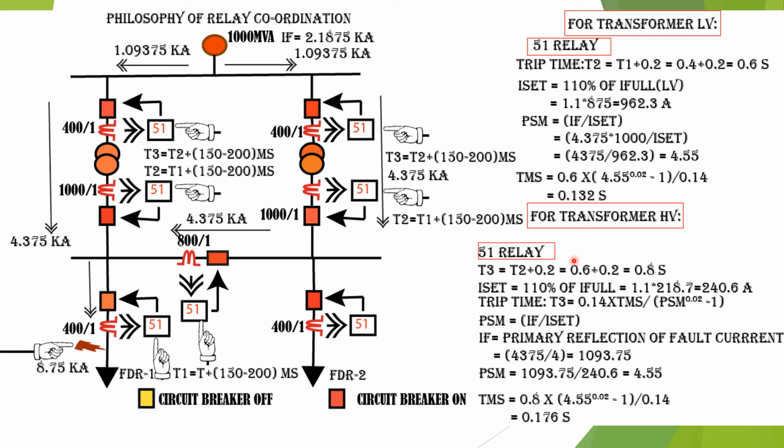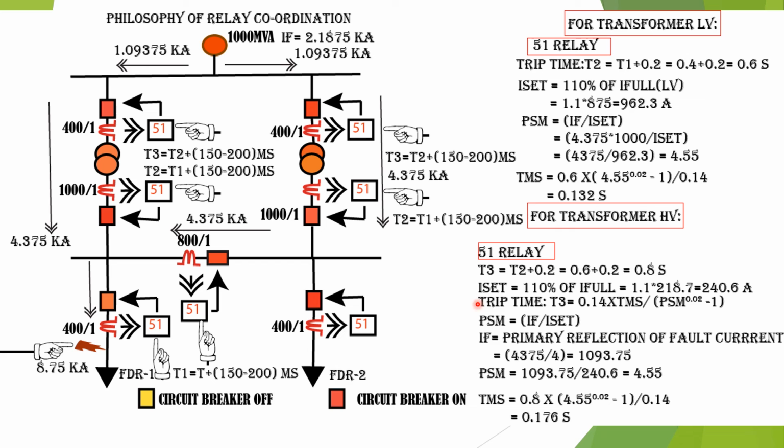Now we have to calculate the value of the TMS setting for the HV side of the transformer. Again we have chosen the grading margin as 200 millisecond. So here the trip time is given by T2 plus 0.2, where T2 is 0.6 or 600 millisecond. So T3 comes as 800 millisecond or 0.8 second.